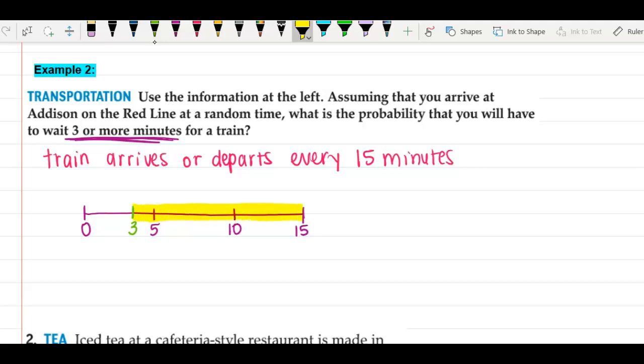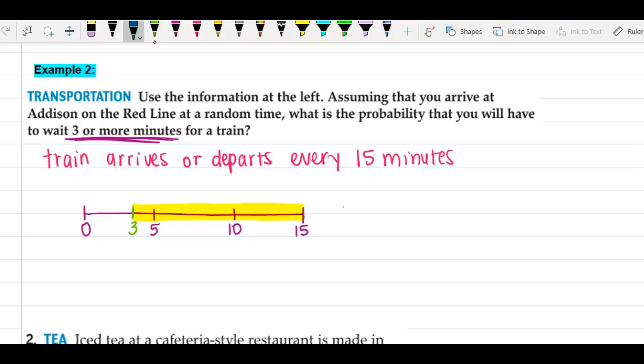Three or more would be, are we going to have to wait 3 minutes, or are we going to have to wait 15 minutes, or somewhere in between? So it's kind of resembling example 1 in the fact that we have this segment that's maybe 15 inches long, and we want whatever segment we're looking at to be 3 or more inches long. So same sort of idea as the first one.